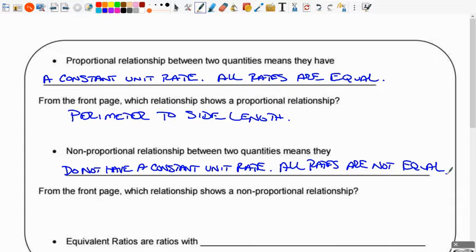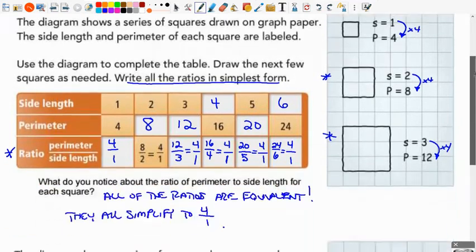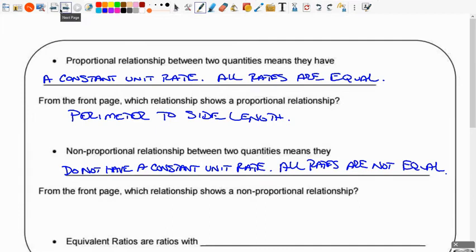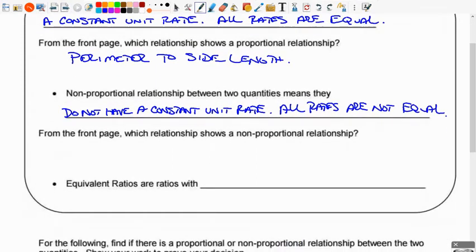So from the front page, which relationship shows a non-proportional relationship? Well, looking back, it was this one down here at the bottom. Okay, if we look at all of these ratios, none of them, when we simplified, were equal to each other. This was area to side length. So let's go ahead and write that in from the front page. It was area to side length that was a non-proportional relationship.